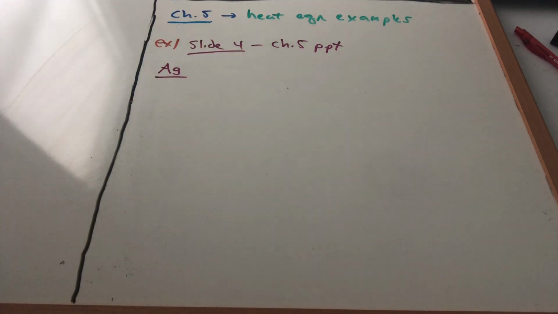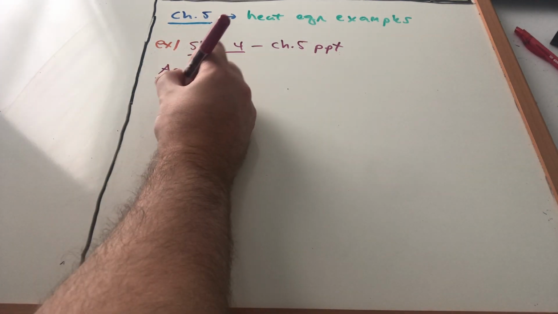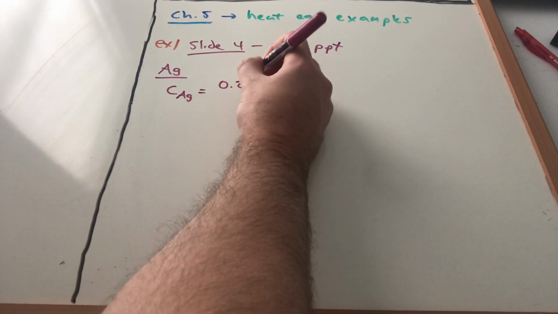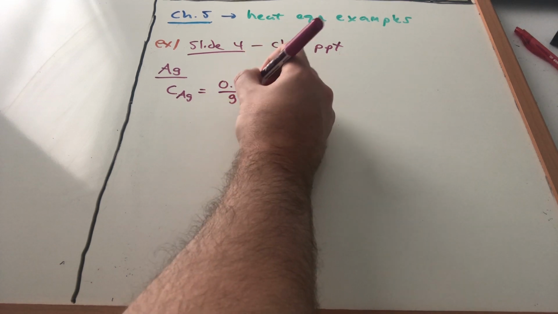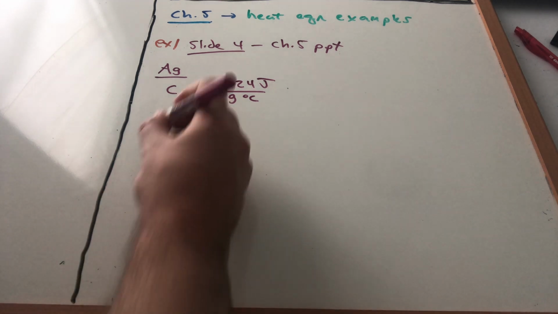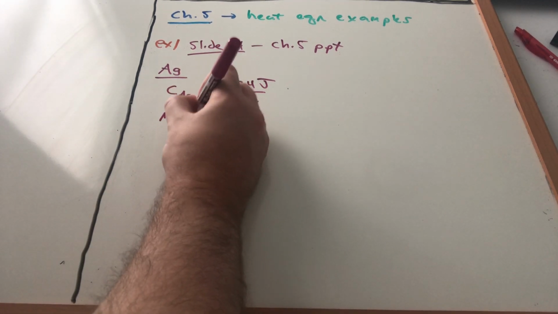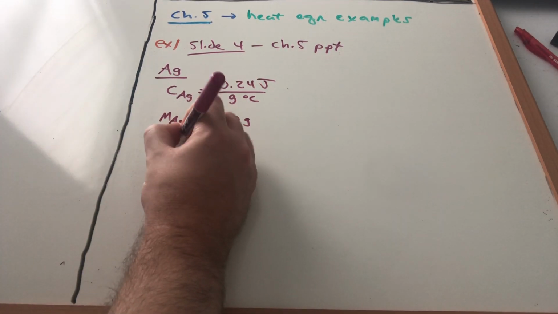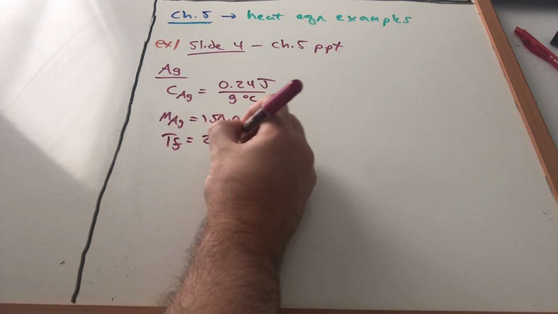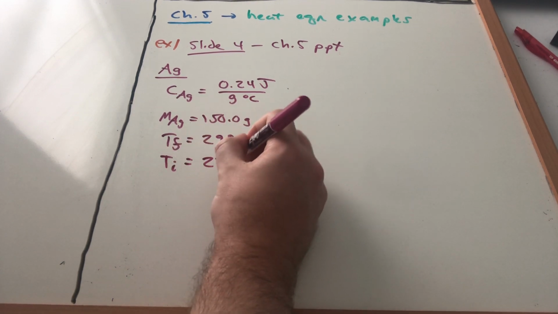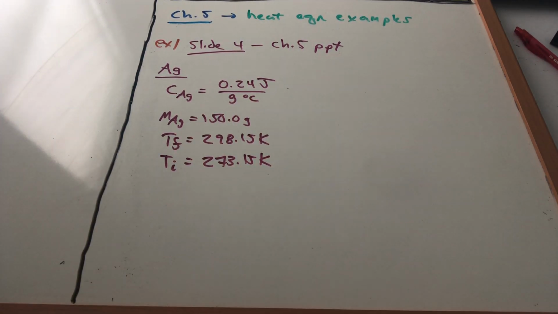And so for this first problem, what you're given is a specific heat capacity for silver. You're given that it has a specific heat capacity of 0.24 joules per gram degrees Celsius. You're given a mass of silver, that's 150.0 grams. You're given a final temperature in Kelvin, which is 298.15 Kelvin, and you're given an initial temperature of 273.15 Kelvin.